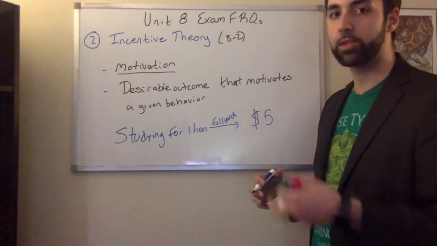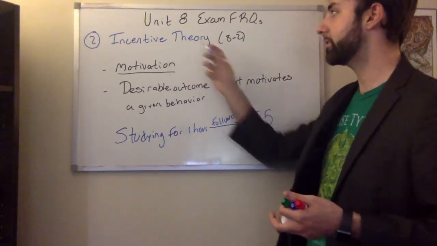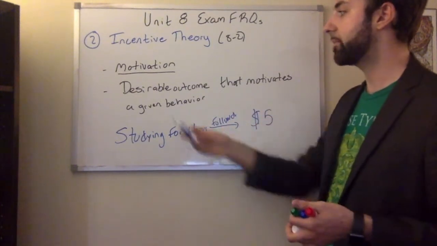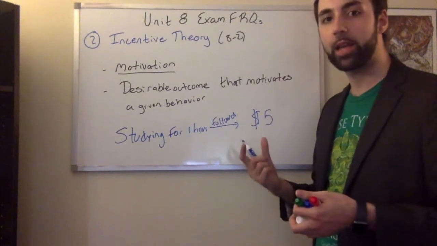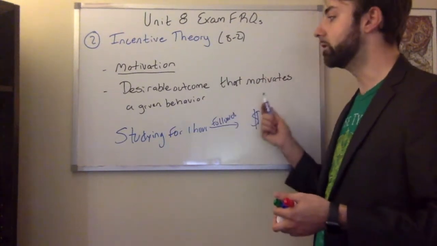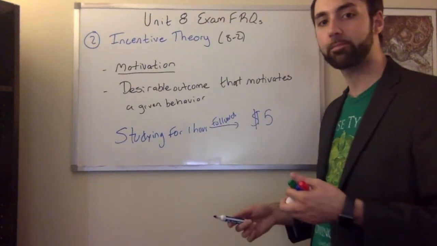Incentive theory and what we described as operant conditioning are more or less synonyms of one another. So to approach an incentive theory bullet, you need to describe some type of desirable outcome, like winning a contract, or winning money, or getting praise, that follows some type of given behavior, usually a target behavior like studying.